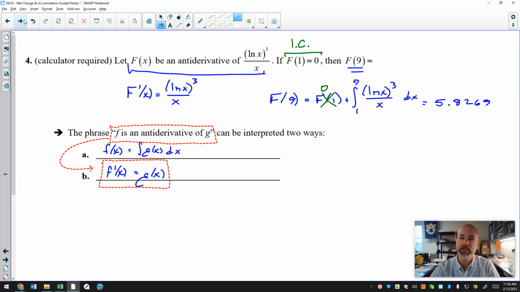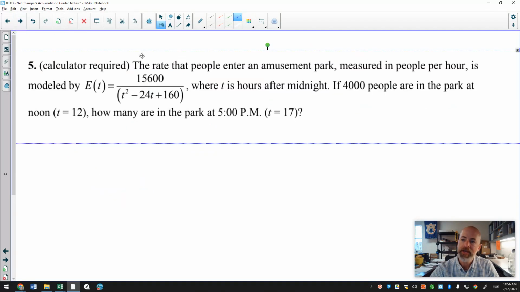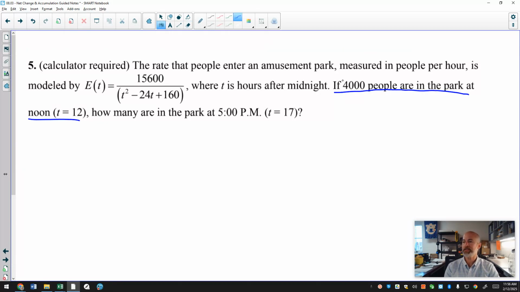And there's one more example that I want to look at, and this is a piggyback onto what we did at the very beginning. Same situation, people are entering an amusement park. We have the rate that people are entering. This time, though, I'm changing the question just a little bit. I'm giving you an initial amount. At time t equals 12, there are already 4,000 people in the park.